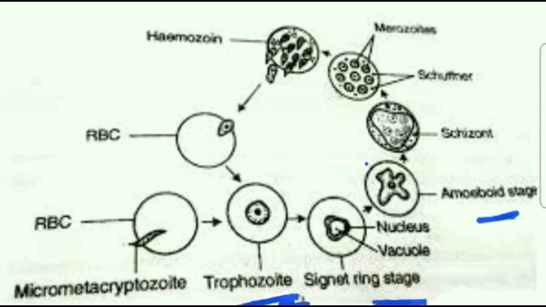Formation of gametocytes. After some generations of the erythrocytic cycle, some of the merozoites invade new RBCs. They grow in size but don't develop into schizonts. Instead, they develop into gametocytes. The gametocytes are of two types: micro or male gametocyte and macro or female gametocyte.